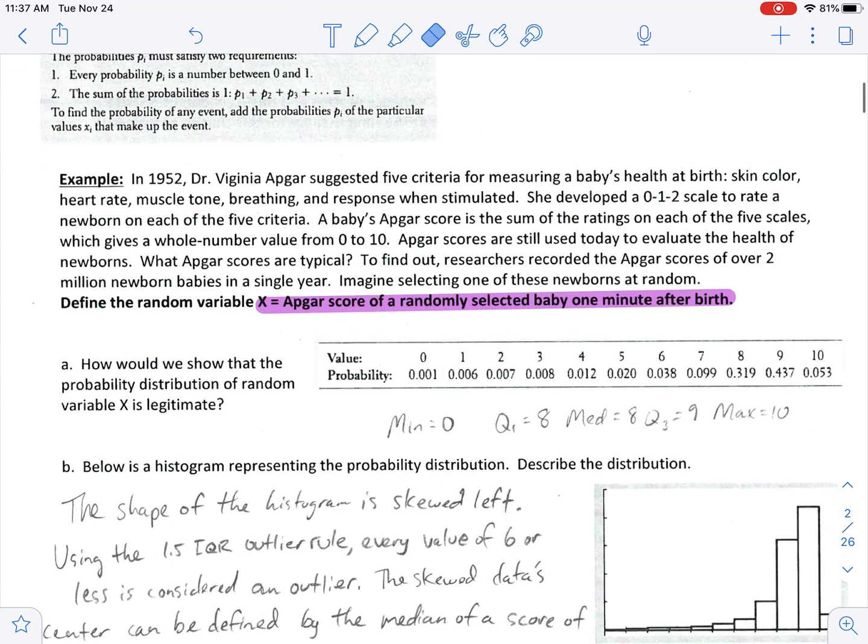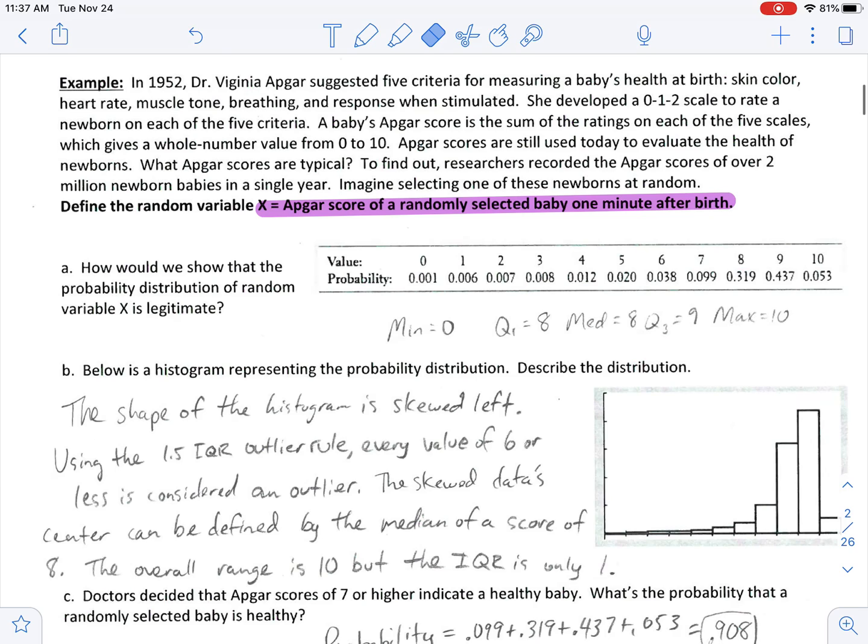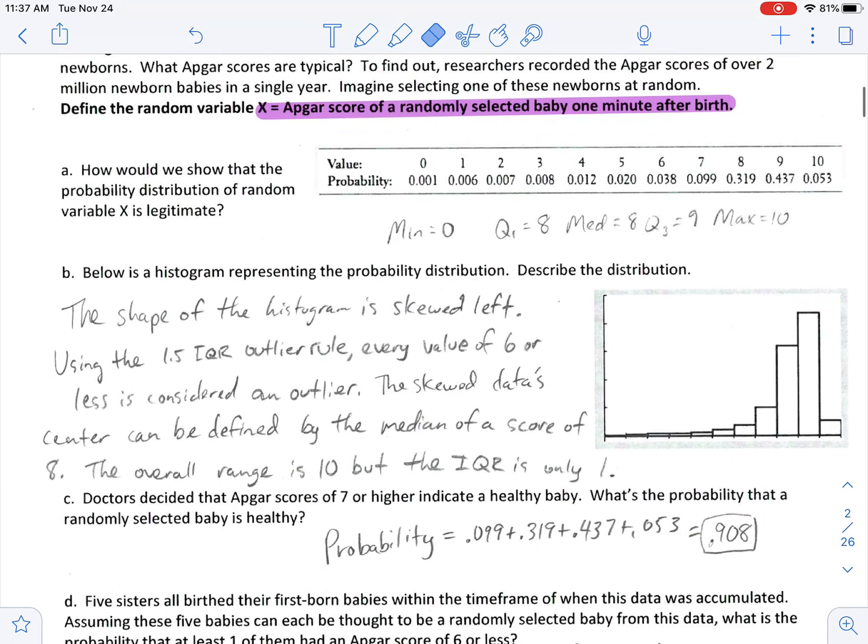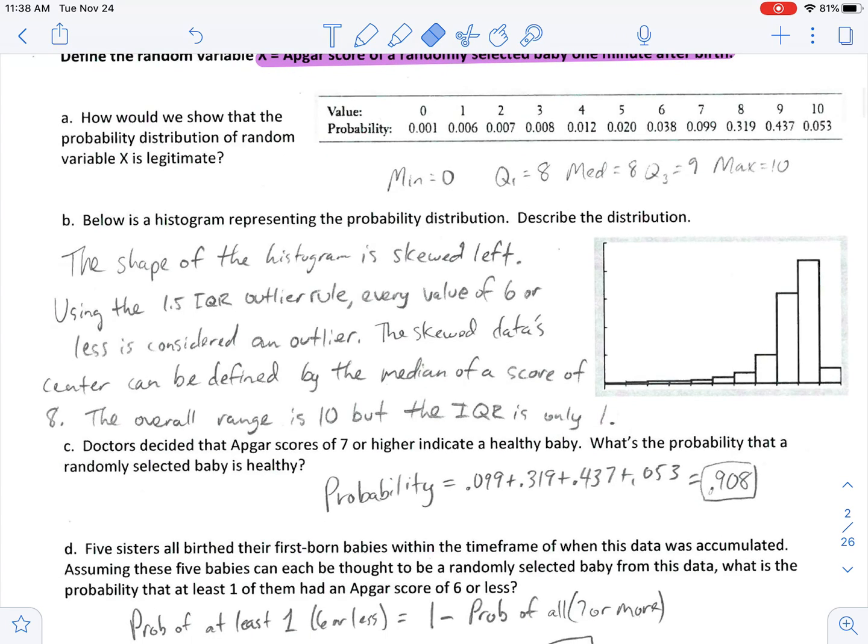So this is not probably the main thing of what we're going to do this unit, but it is a good question that kind of comes up here. First of all, the question says, how would we show that the probability distribution of random variable x, remember x being the APGAR score, is legitimate? We'd have to take these probabilities and add them up to 1, because again, it needs to talk about 100% of the population or the outcomes that we're talking about. We're talking about 2 million babies here.